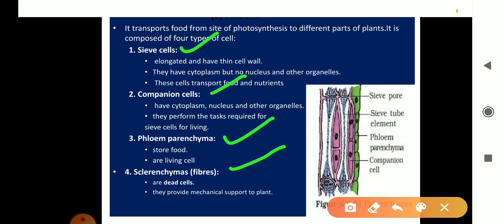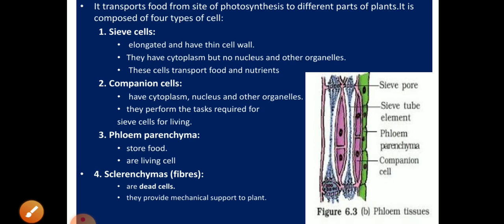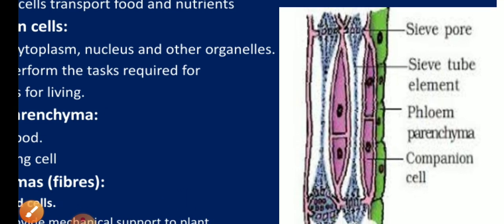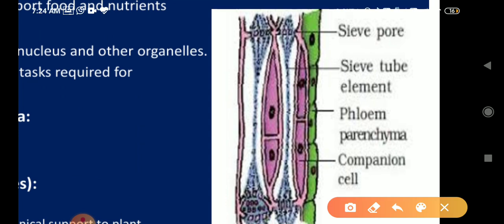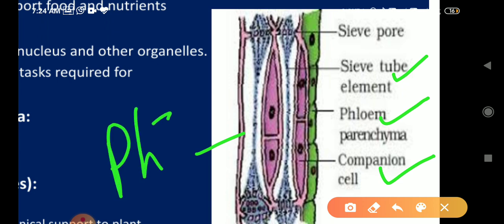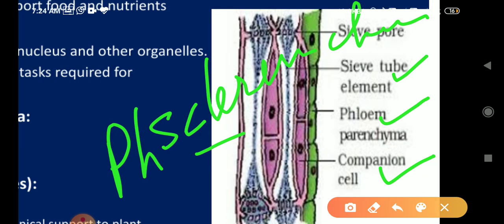In the diagram also I can show you. I have to enlarge it. Now see, it has four components I told you. The first one, sieve tube element, companion cell, and phloem parenchyma, as well as phloem sclerenchyma. One more is phloem sclerenchyma, sclerenchymatous fibers. Is it okay? Then four components.